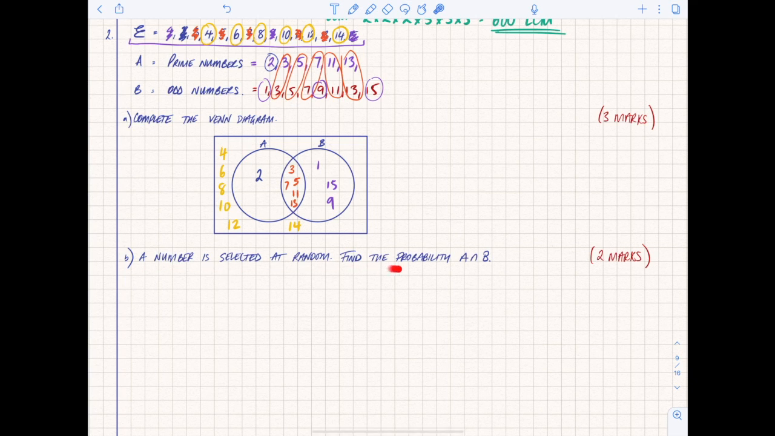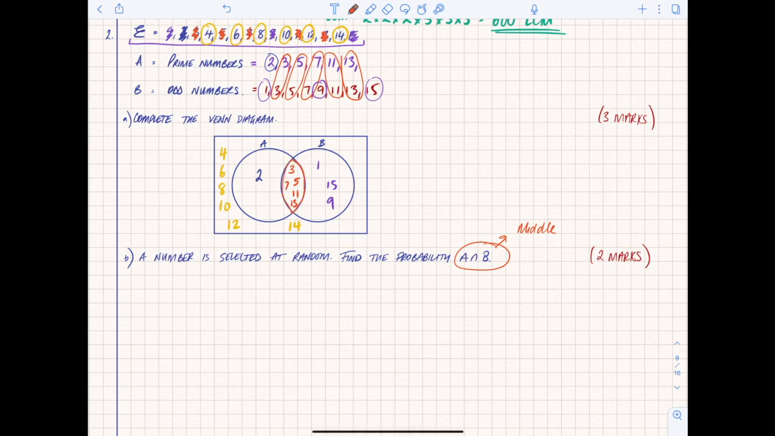It says a number is selected at random. Find the probability of A and B. Now, this means the middle section. So A and B is A intersection B. Think about it a little bit like fish and chips. If you were having fish and chips, you're having both. So it means I'm having this middle section here.